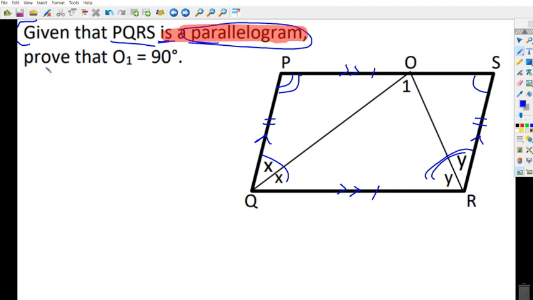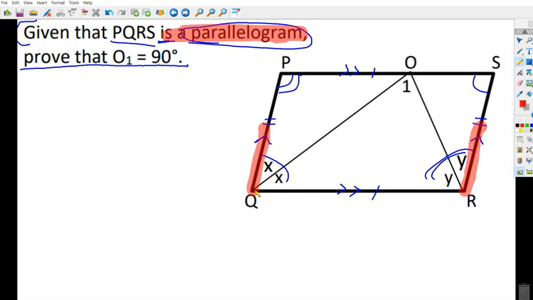Okay, but what do I have to prove? Prove that O1 is equal to 90. Alright, so let's go see if we can do that. So they give me x and x there. Fantastic. They give me y and y. That's all they give me. Alright, so how are we going to start doing this? Right, let's see. So I know that these sides are parallel, right? So I know that that's parallel to that, right?